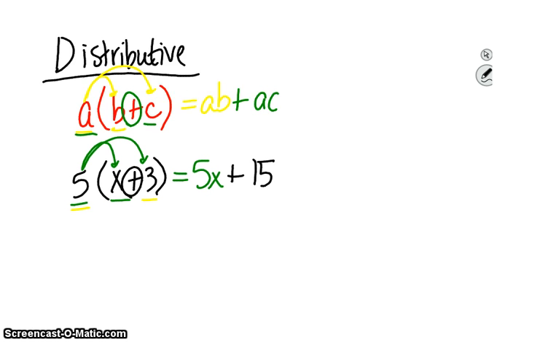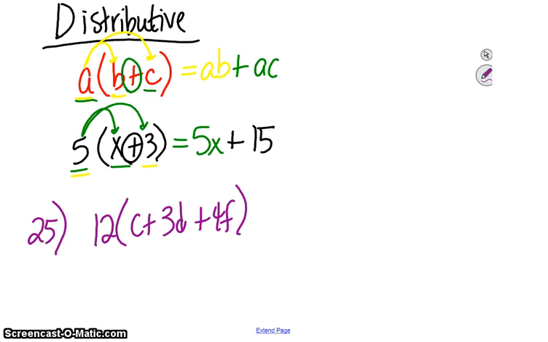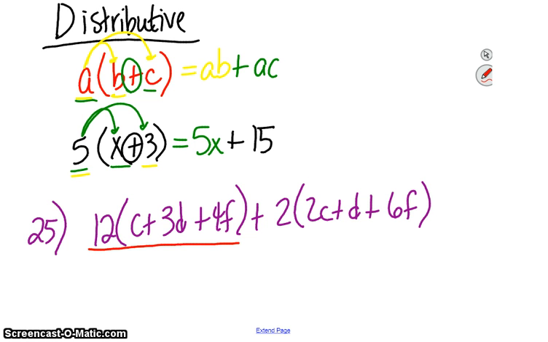Let's look at another one. Let's look at one from your homework. One like number 25 off your homework. That one says 12 parentheses C plus 3D plus 4F, and then plus 2 parentheses 2C plus D plus 6F. So I have two sets of distributive going on here. The first set with the parentheses and the second set with the parentheses.